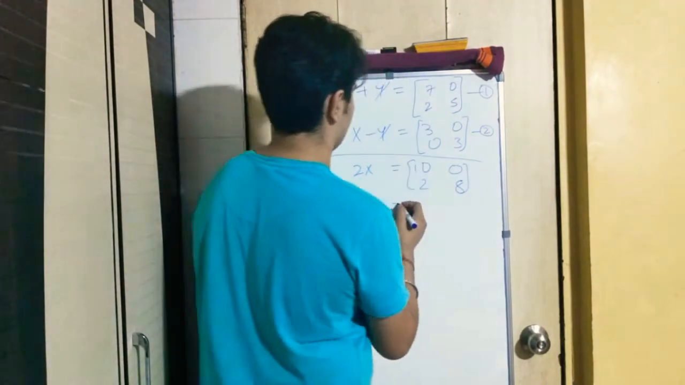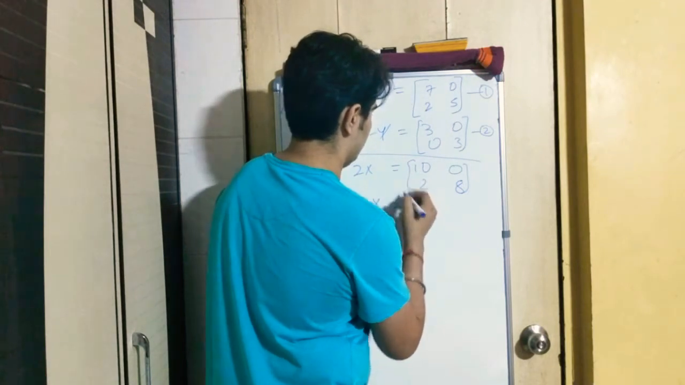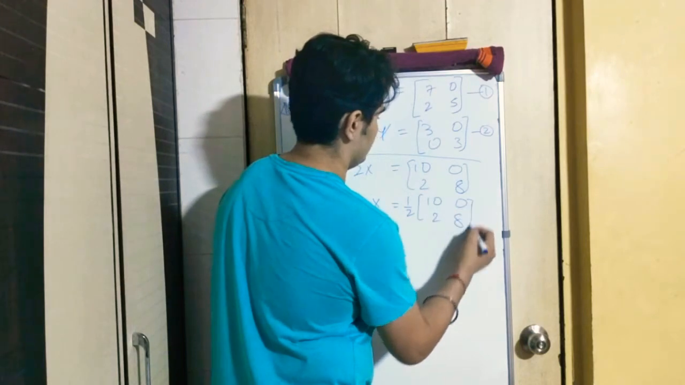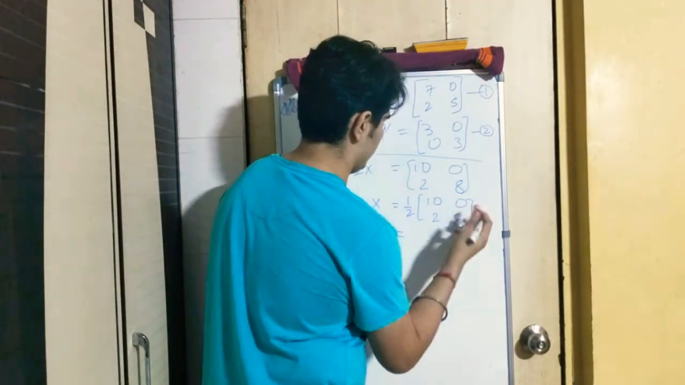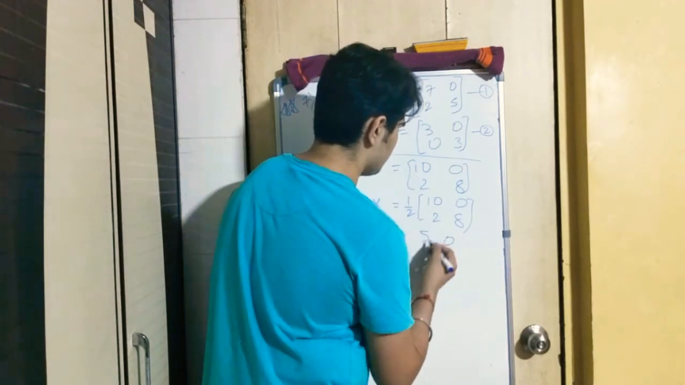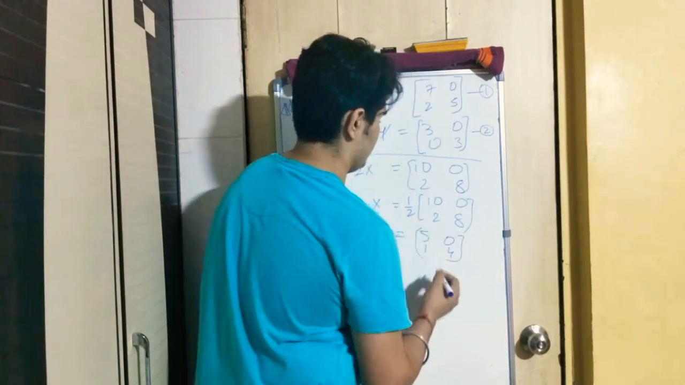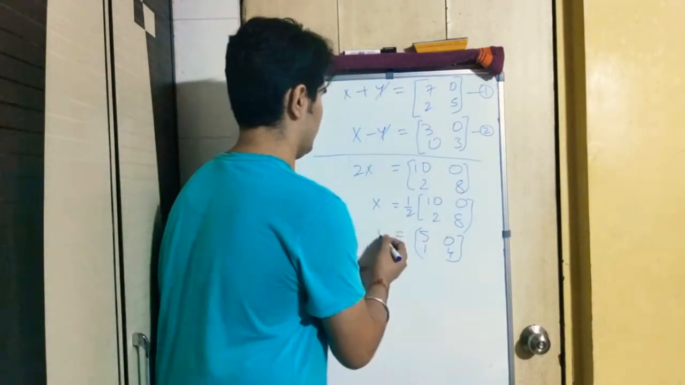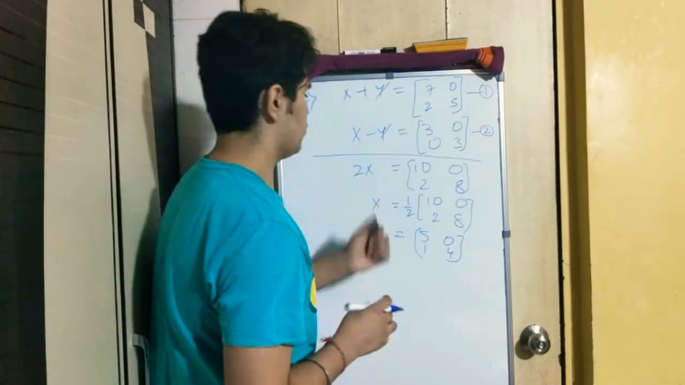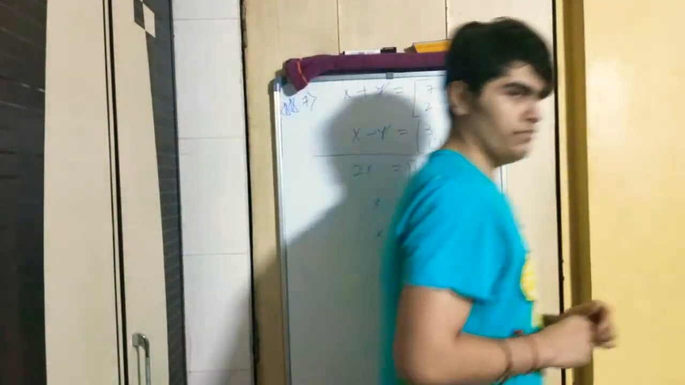So we get X matrix as 1 by 2 into 10, 0, 2, 8. So if we multiply 1 by 2 with every element, we get 5, 0, 1, 4. So we have found X matrix. Now we are going to find Y matrix. You can copy it down as there is lesser space. After that we will find the Y matrix.